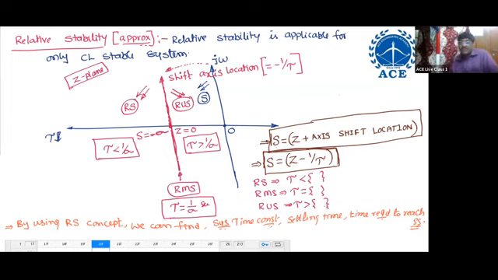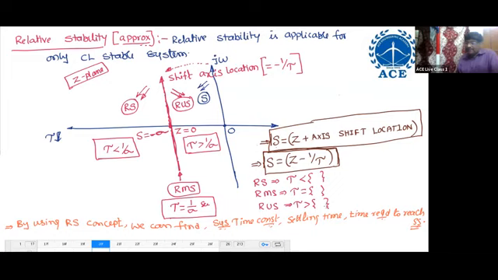That's all. So this is about relative stability. Next, we'll start the Routh-Hurwitz criteria. Today we'll discuss only the small basics. Tomorrow we'll solve the problems. Okay?